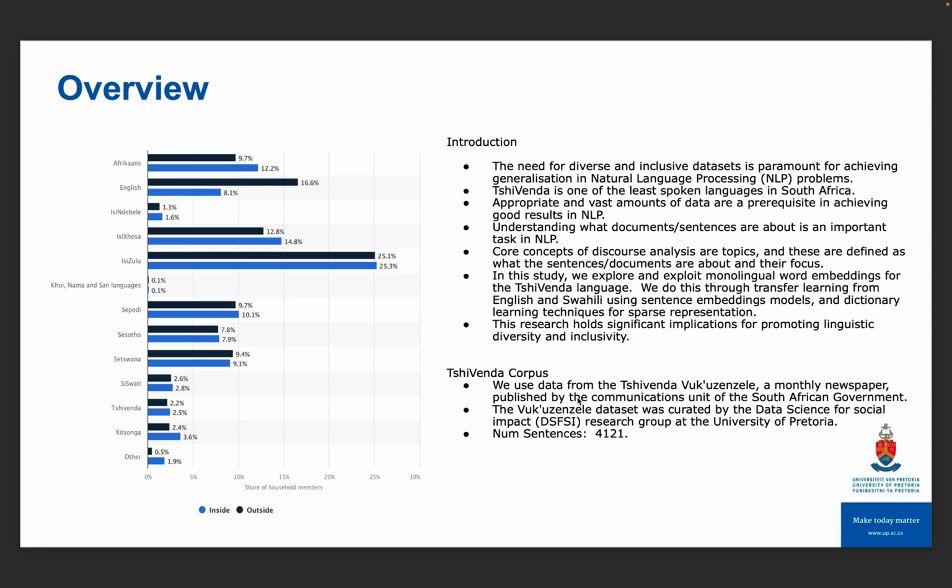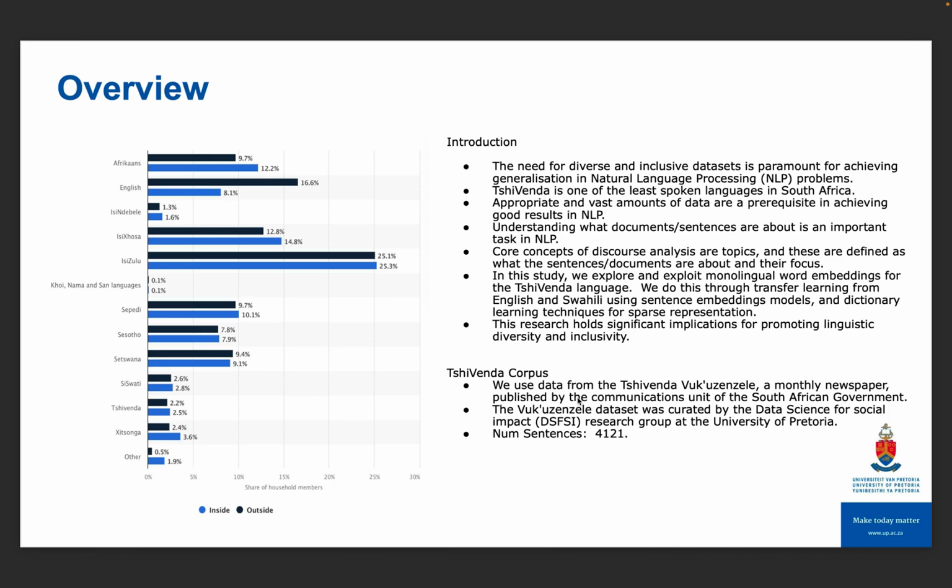There is a need for diverse and inclusive data sets in developing good NLP solutions, and unfortunately for African languages, there's a lack of good curated data sets. And TshiVenda, being one of the least spoken languages in South Africa, really just extends that problem for this particular language.